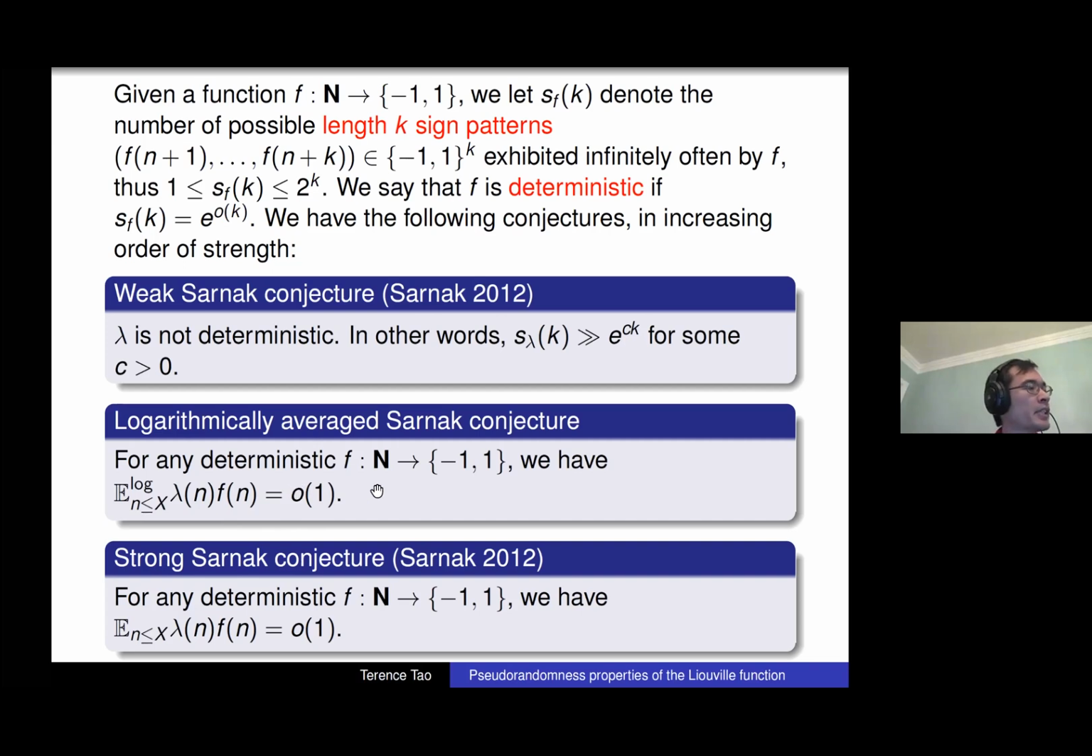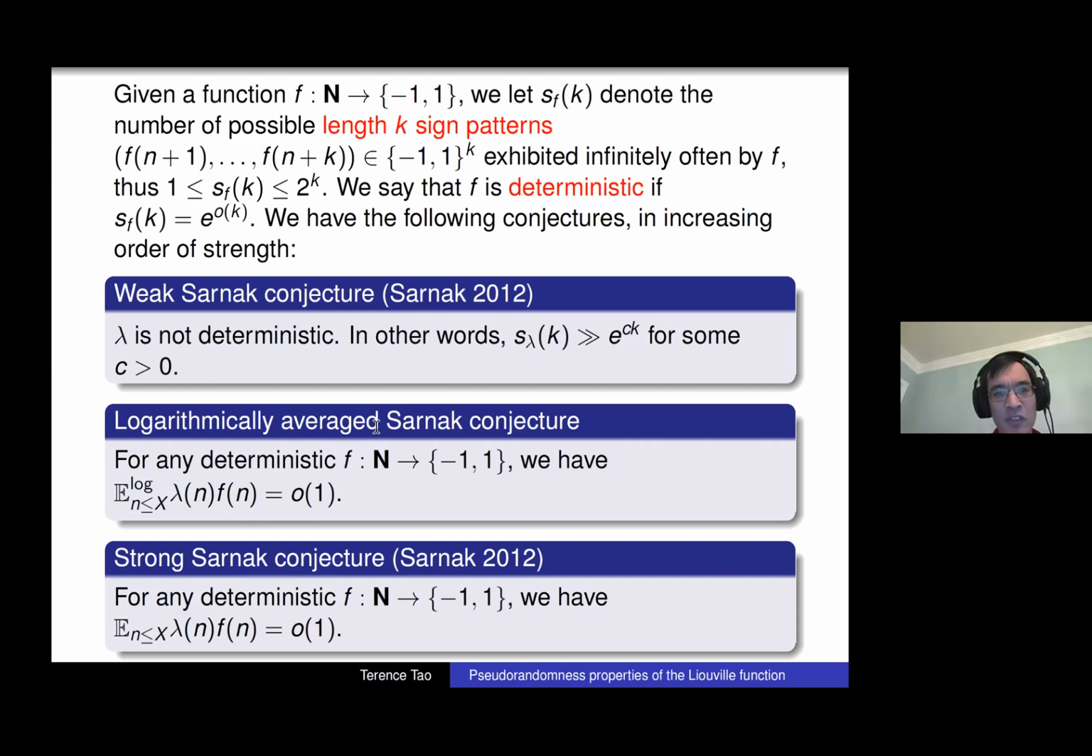So there's a question in the chat. Is the definition, is that a little o? Yes. Deterministic means that the number of sign patterns is less than e to the epsilon k for every epsilon, for k big enough. Okay. So these are the Sarnak conjectures.